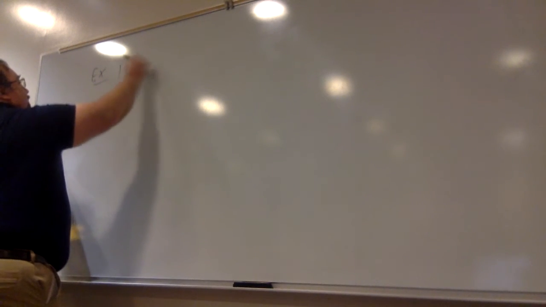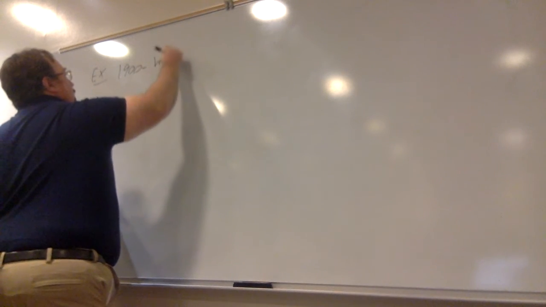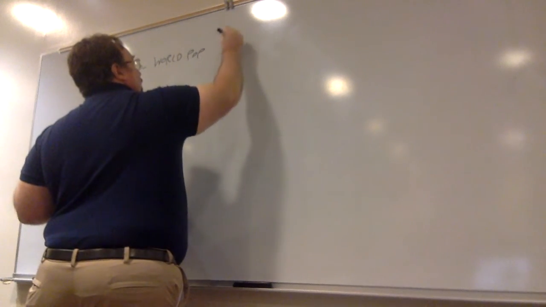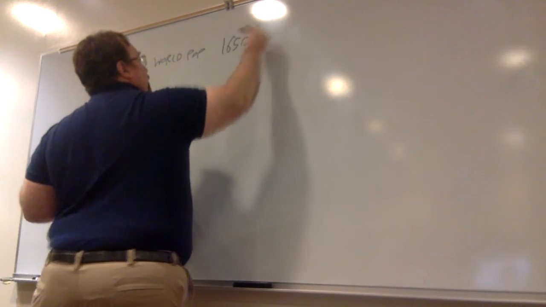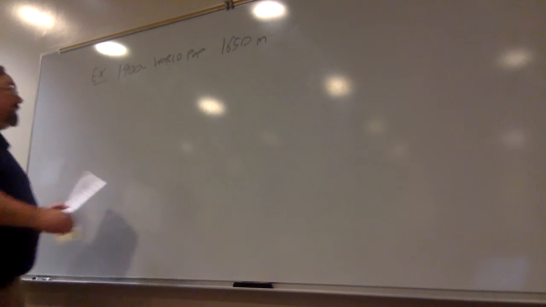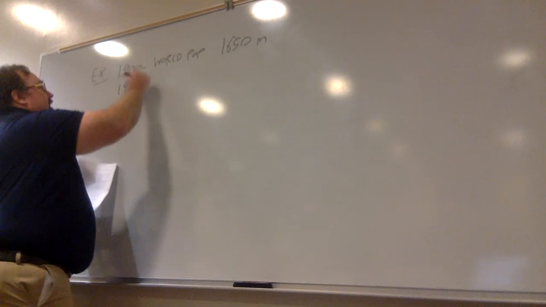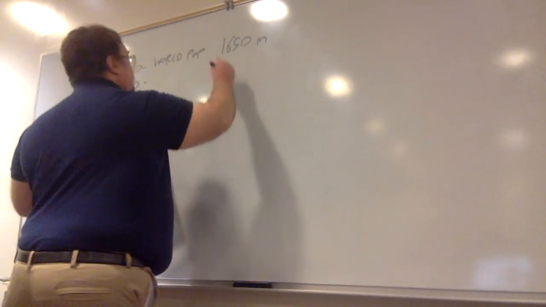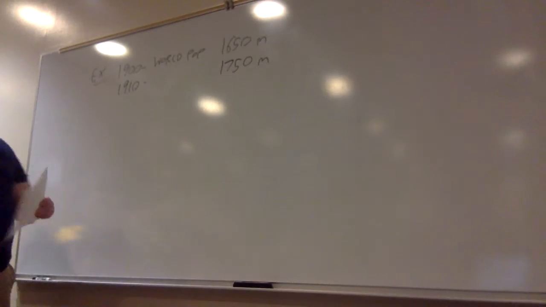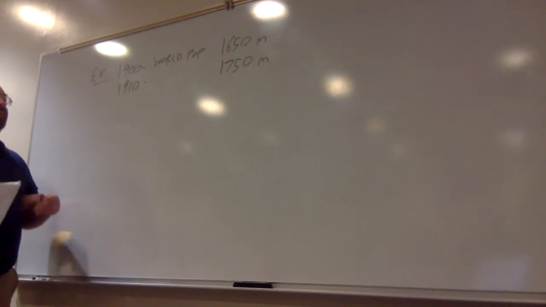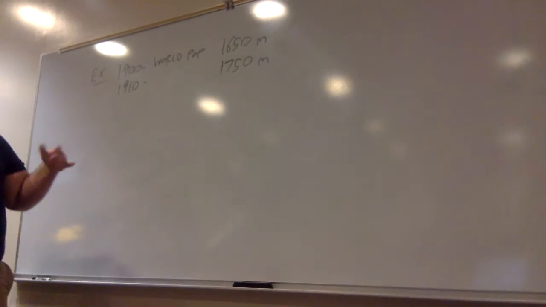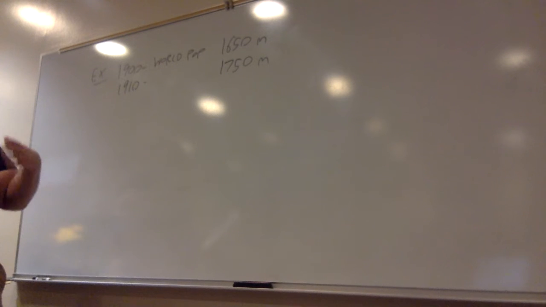So in the year 1900, the world population was 1650 million, or 1.65 billion people. And in 1910, it had grown by a mere 100 million. Okay. So the idea is to take these two data points and figure out what the population growth rate is.